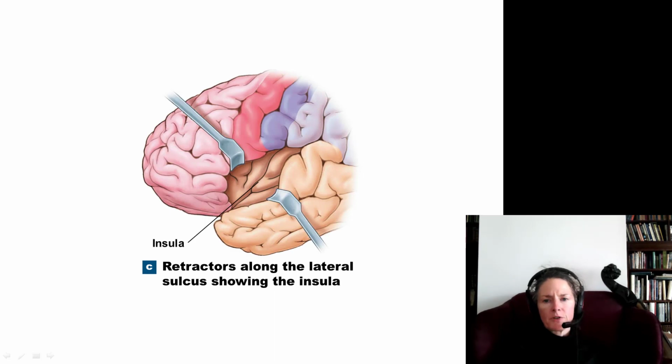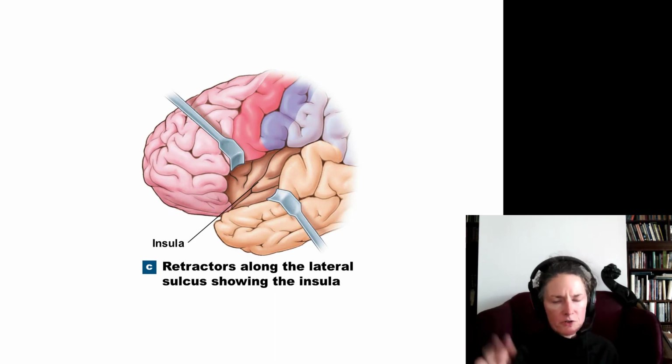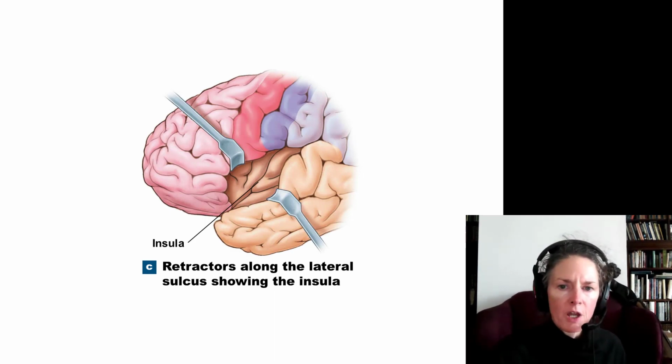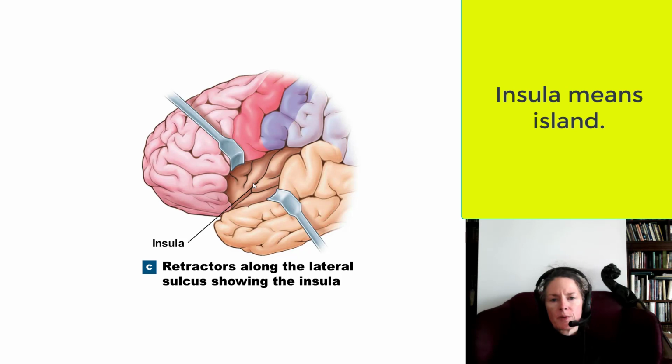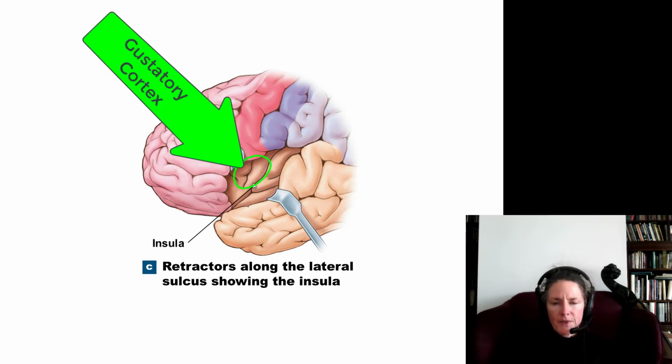Now let's look deep into the cortex, and we can see two structures in here that are going to be important. We're going to see the insula, and the insula is an area that's sort of covered over by the temporal lobe and the parietal and frontal lobes, and you'll have to retract back the temporal lobe at the lateral sulcus in order to see it. The insula is going to be receiving information about gustation or taste information.